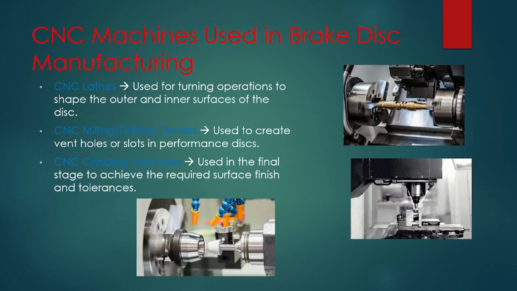Can you go to the next slide, please? Thank you. So, CNC machines used in brake disc manufacturing: CNC lathes, CNC milling and drilling centers, and CNC grinding machines. CNC lathes are used for turning operations to shape the outer and inner surfaces of the disc. The bottom picture is the CNC lathe. CNC milling and drilling centers are used to create vent holes or slots in a performance disc. The CNC grinding machine is used in the final stage to achieve the required surface finish and tolerances.